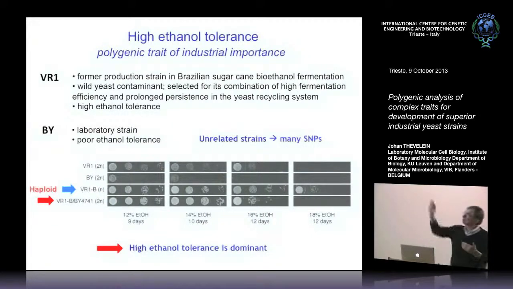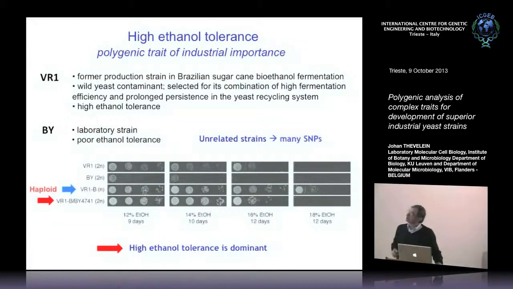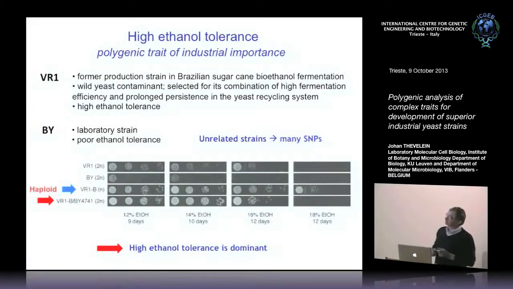The first time that we developed this technology and used it was to identify the genetic basis of high ethanol tolerance, which of course is a very important property of yeast for industrial usage. It's a polygenic property, for sure determined by multiple genes. For this analysis, we used the Brazilian strain, a former Brazilian production strain, VR1, which has a high ethanol tolerance, is actually a wild yeast contaminant.